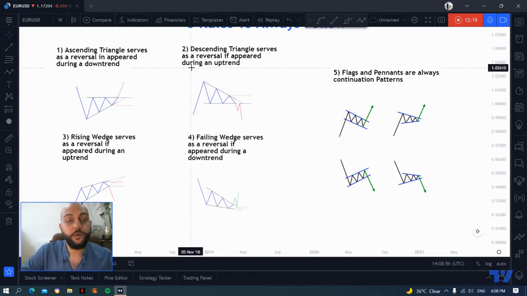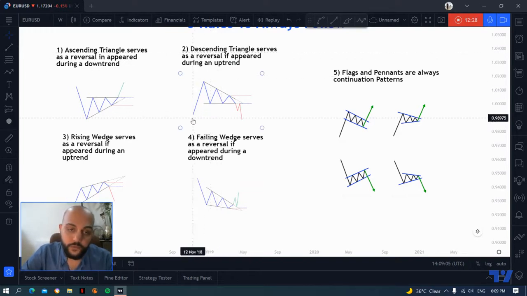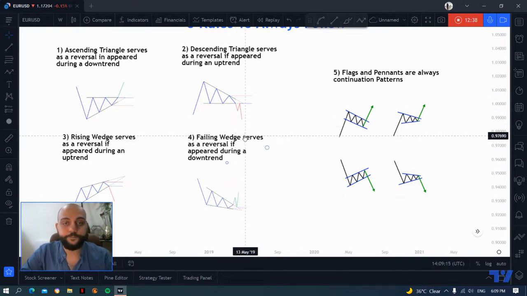The second one is a descending triangle. It serves as a reversal if it appears during an uptrend. So if we have an uptrend and we notice that the market is actually trading in a descending triangle pattern, we know that the market will go down again. Just keep an eye out for that.